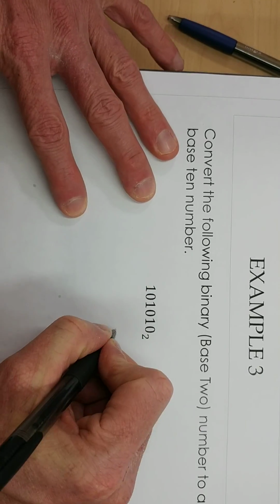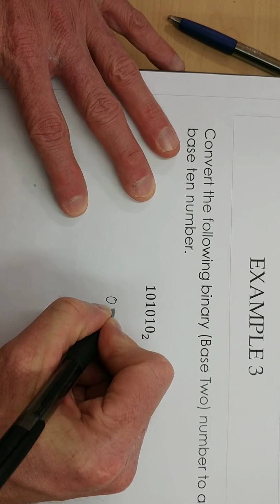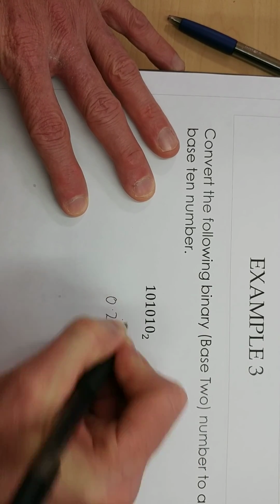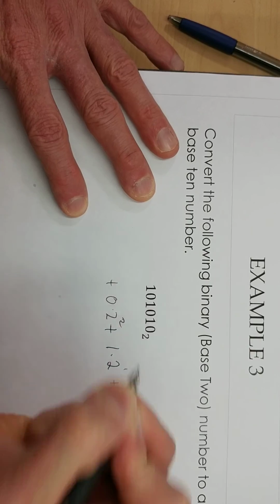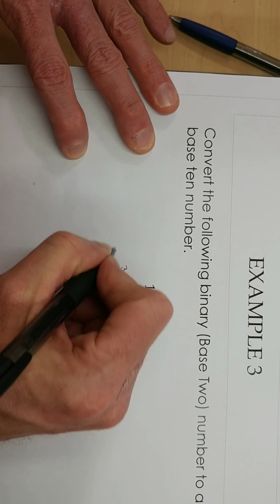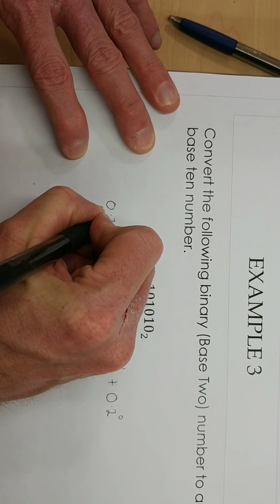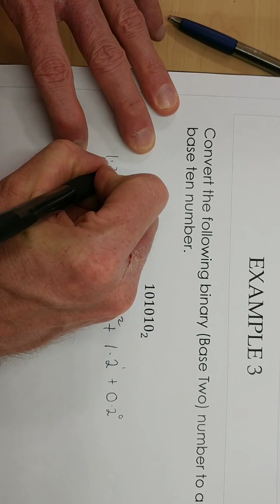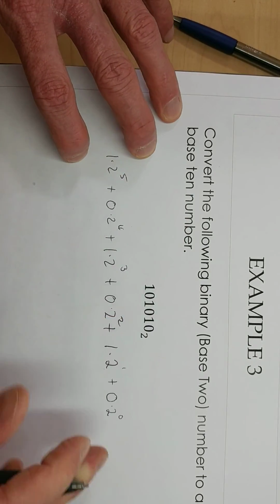1 times 2 to the first. 0 times 2 squared. 1 times 2 cubed. 0 times 2 to the fourth. And then 1 times 2 to the 5th.